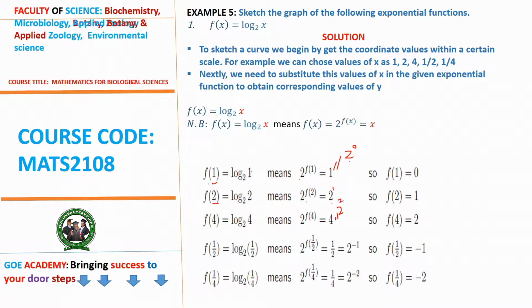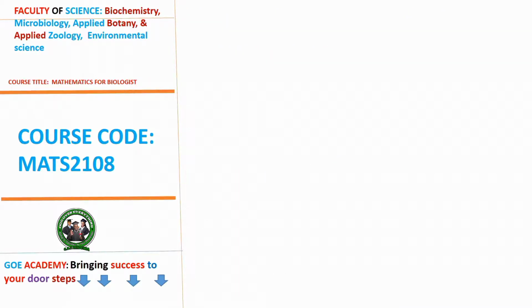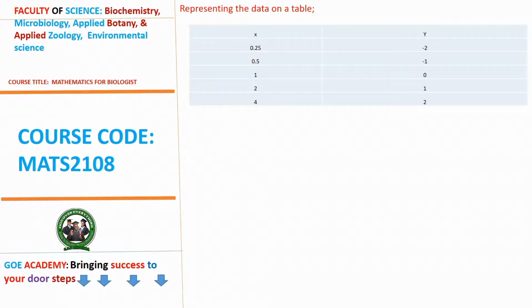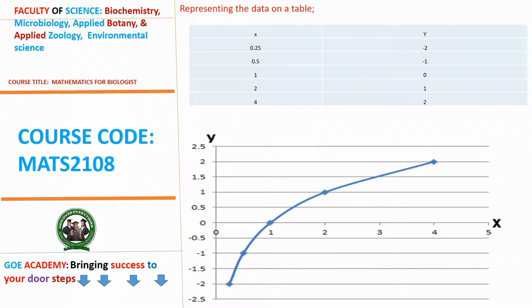Same thing here. When we have a half, we have 2 raised to the power f(a half). A half is the same as 2 raised to the power minus 1. Bases are the same, we equate the powers. So f(a half) equals negative 1. Same thing here, we have negative 2. I believe that was well understood on how to get the corresponding values of x and y. If you want to represent the data in a table, we have something like this, and if you plot the curve properly, you will end up with something of this form.